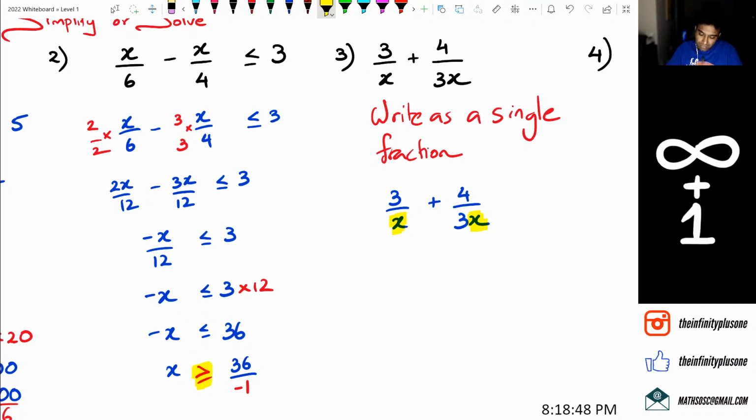But what I don't have is, in one of the denominators, I actually have a 3. That means I need to have a 3 in front of this x. So I'm going to multiply that x by 3. But because I'm multiplying the denominator, I've also got to multiply the numerator. When I do this, I get 9 over 3x plus 4 over 3x. Putting this together, we're going to get 13 over 3x.